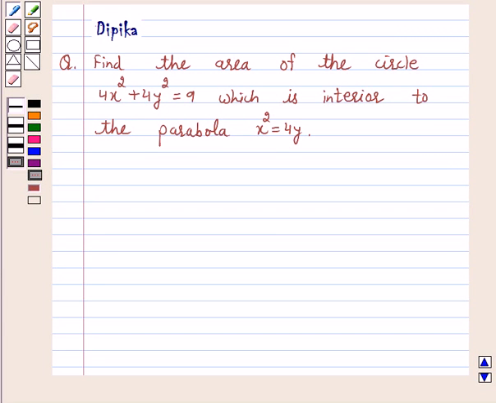I am Deepika here. Let's discuss a question which says: find the area of the circle 4x square plus 4y square is equal to 9, which is interior to the parabola x square is equal to 4y. Let us first understand how to find the area between two curves.